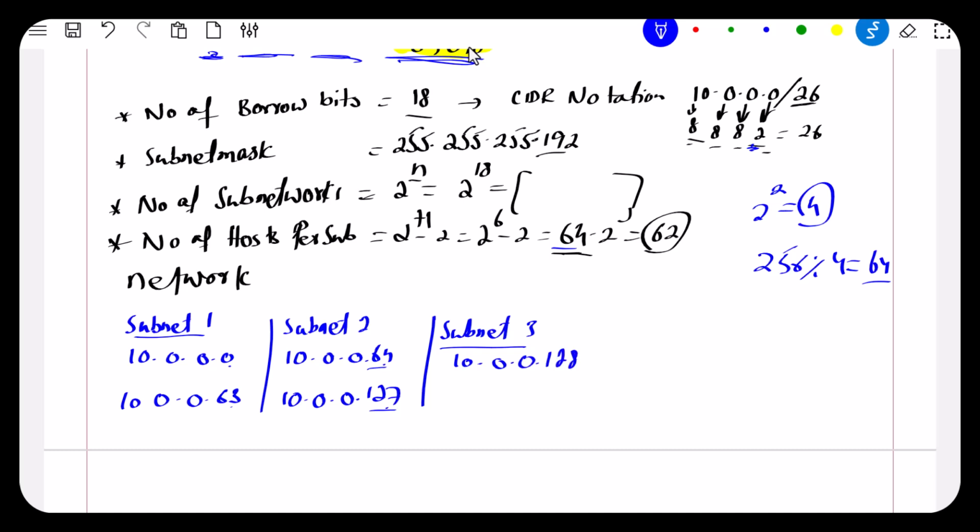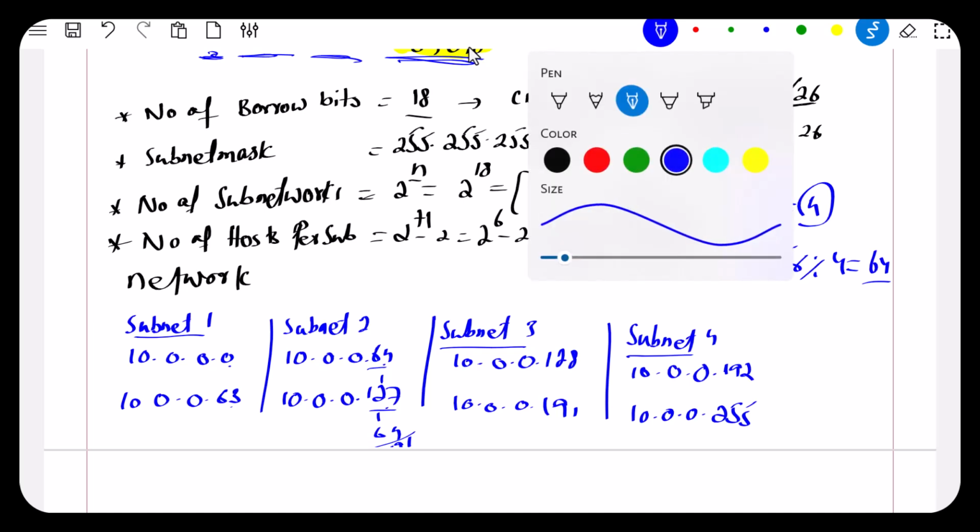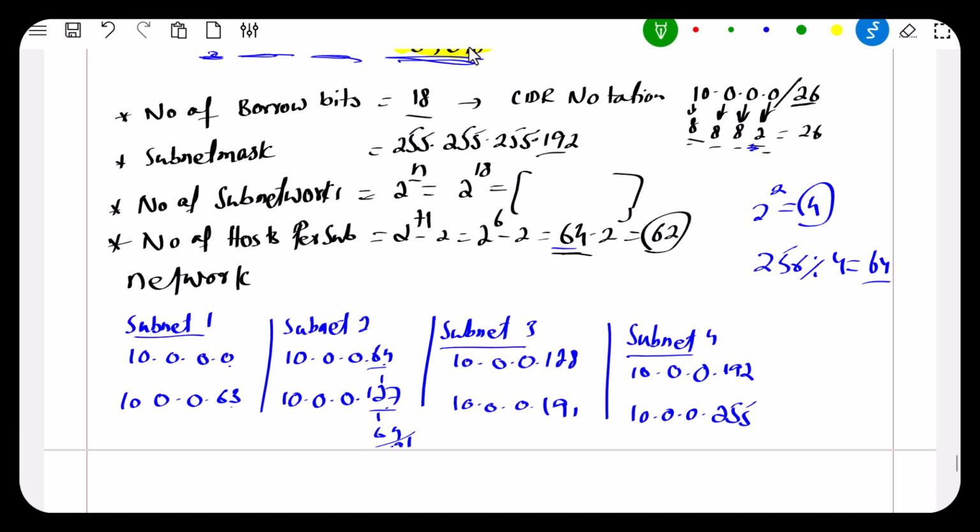10.0.0.128. If you are confused, what will be the next? Simple. Calculate here, plus here. 0, 127 plus this 64, 191. 191. Subnet 4: 10.0.0.192 to 10.0.0.255. Simple.